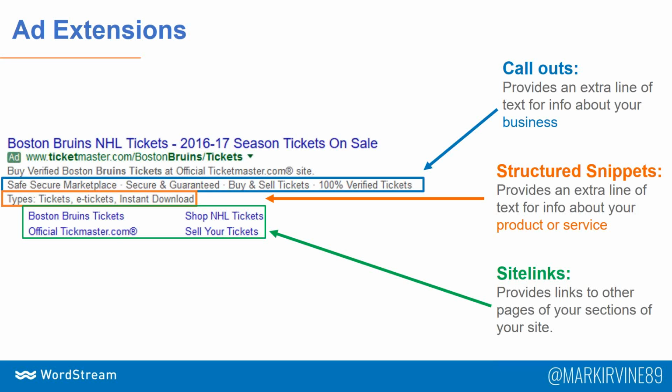Site links provide links to other pages of your site. So if I clicked on the headline here, I would go to Ticketmaster's Boston Bruins page. Whereas if I clicked on the shop NHL tickets, I'd likely go to a specific NHL page, or sell my tickets, which would take me to a different page to do something else. This allows the user to self-select the most appropriate page to send them to.